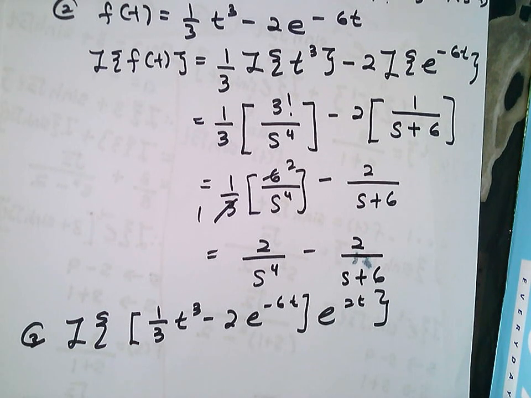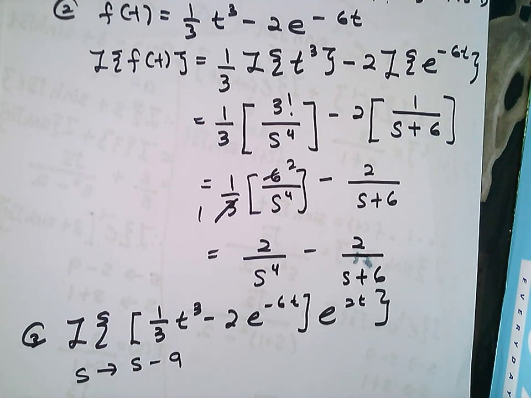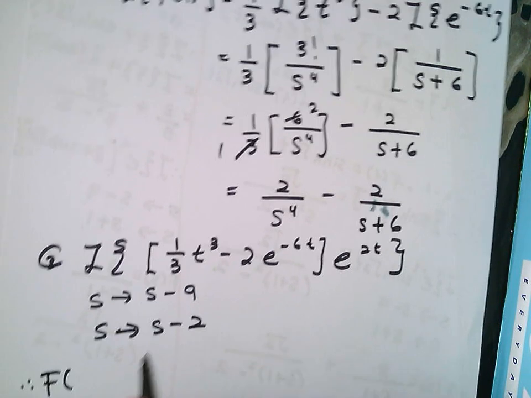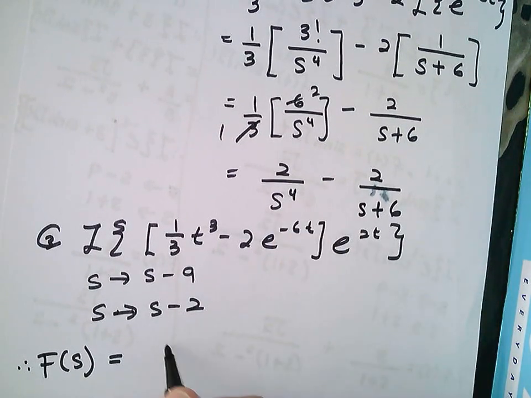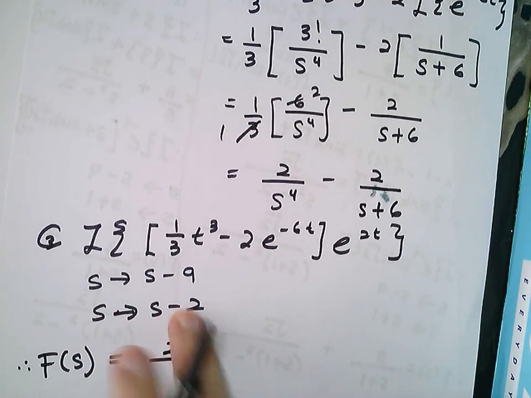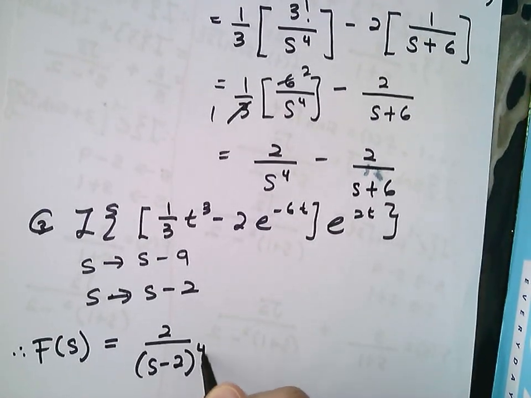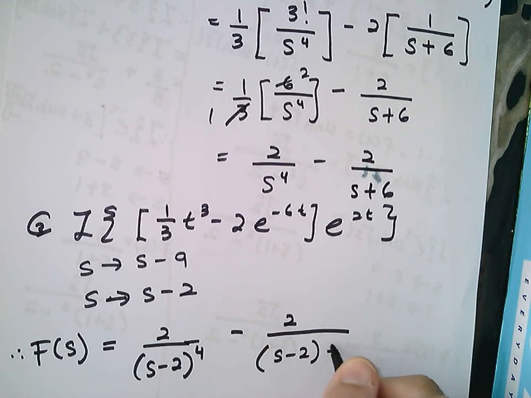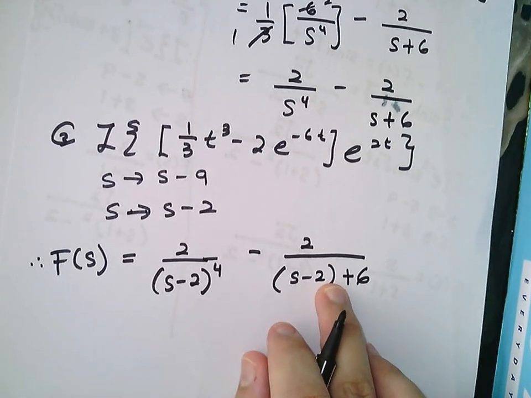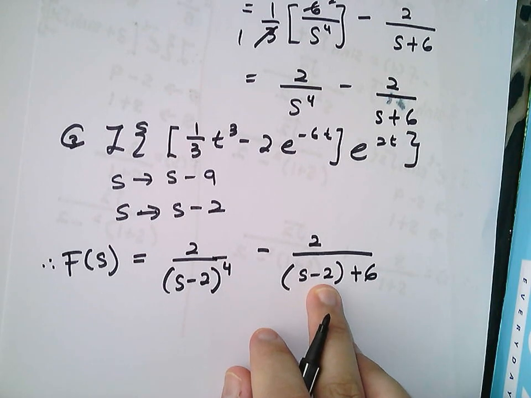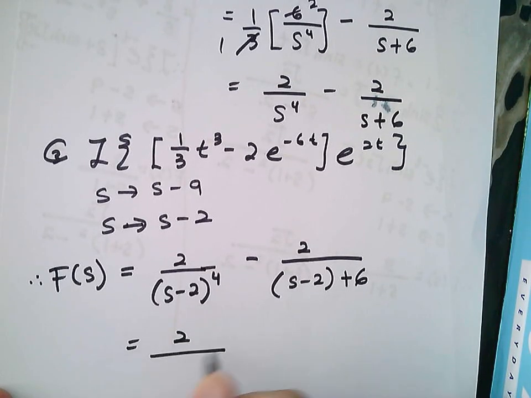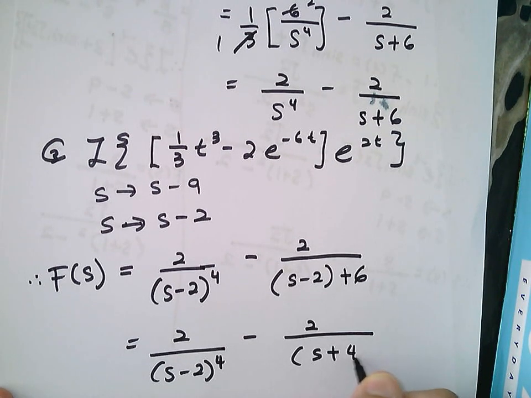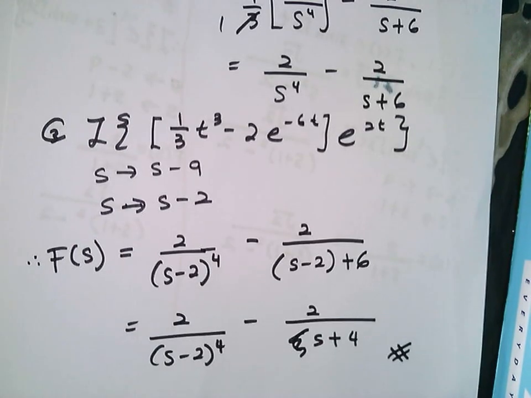So your a is equal to 2. So replace s with s minus a, so you replace it by s minus 2. Therefore your F(s) is equal to 2 over, here you have s, so replace by s minus 2, so you have (s minus 2) to the power 4, minus 2 over, again here you have s, so you have s minus 2 plus 6. You can simplify this one because minus 2 plus 6 is 4, and you don't have a power for s minus 2 here. Therefore you will have 2 over (s minus 2) to the power 4 minus 2 over s plus 4. Okay, so that is the answer.